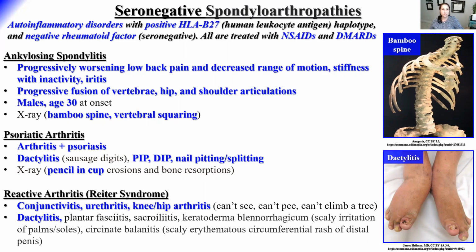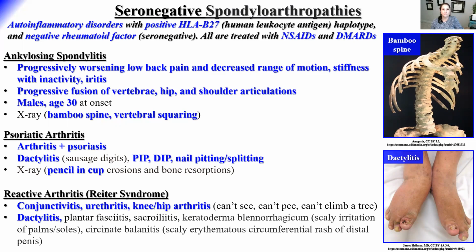Psoriatic arthritis. Psoriatic arthritis is a combination of psoriasis and arthritis. They usually develop these really diffuse swelling in their fingers. We call this dactylitis. It can also cause nail pitting and nail splitting. On X-ray, here's your exam question. What is the most common X-ray finding on psoriatic arthritis? Is going to be a pencil-in-cup. This is a combination of both erosion and bony resorption that resembles a pencil in a cup.